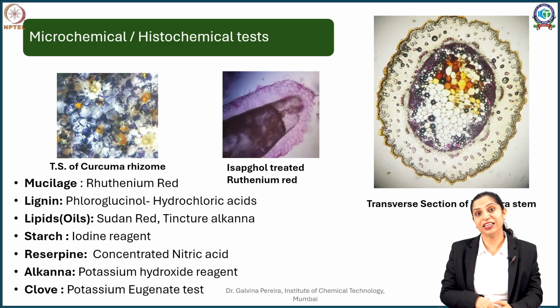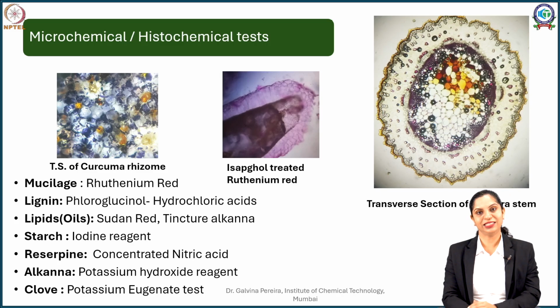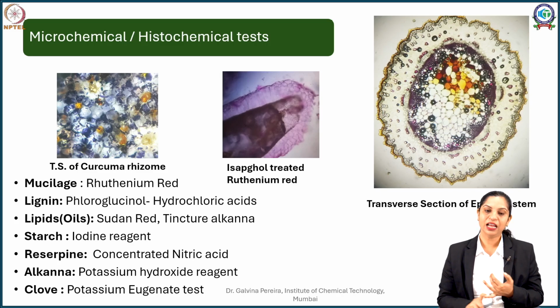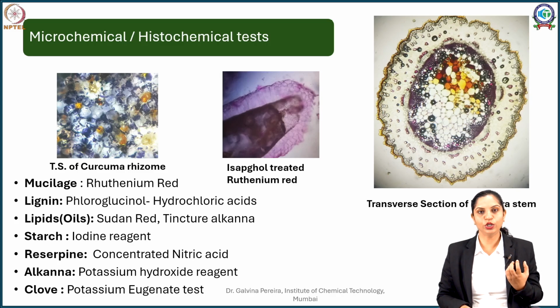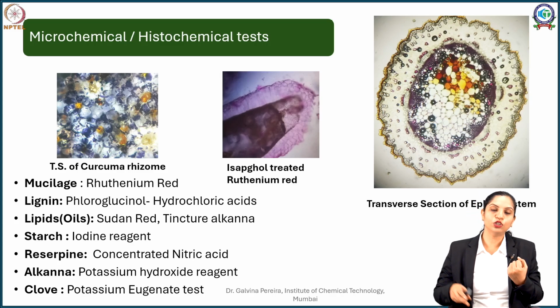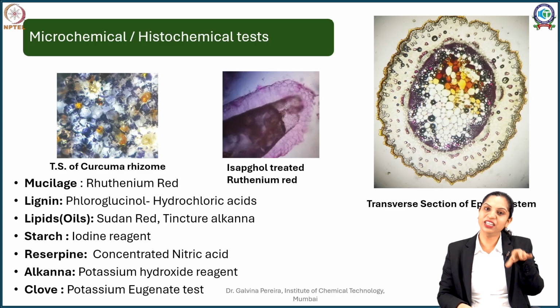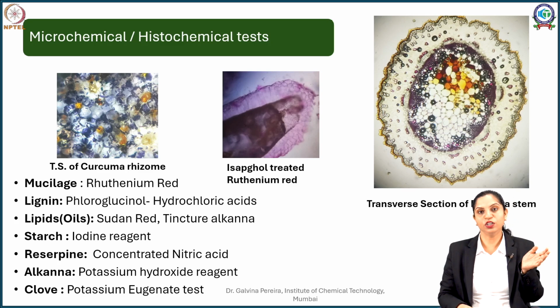Similarly, you can check for the presence of lipids, that is the occurrence of fats, waxes or even oils, more specifically your fixed oils and volatile oils, by staining with a lipophilic stain. These lipophilic stains are your Sudan red and tincture alkana. They have good affinity for lipids. So what is going to happen? Because of their affinity, your lipid is going to absorb that stain. Your whole section will be colorless, but wherever the lipids are present, you will get a nice pink to reddish coloration, whether you use Sudan red or tincture alkana.